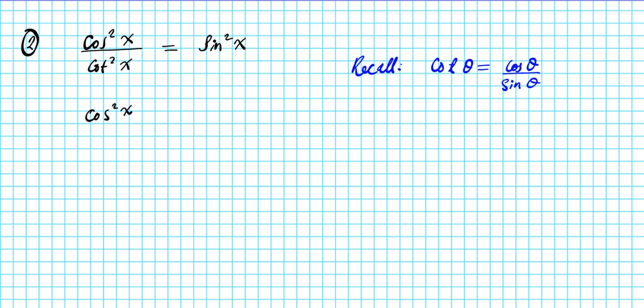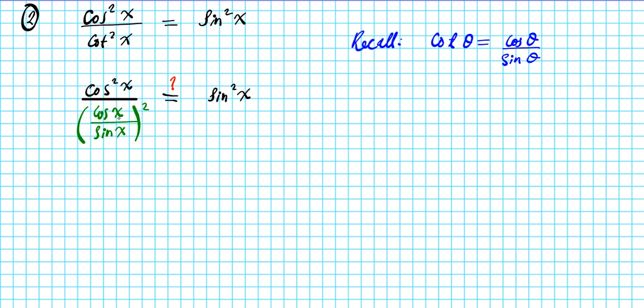Cosine square x, we bring that down, divided by cotangent square x, which is the same thing as cotangent, the entire function, raised to the second power. Okay, so let me write it in this format for you. So cotangent square x, if I want to replace it with cosine over sine, what we're going to have is cosine x divided by sine x, all squared, because the cotangent function is being squared. So the question is, is this quotient expression we have on the left side equal to sine squared x? Now we have a complex fraction here.